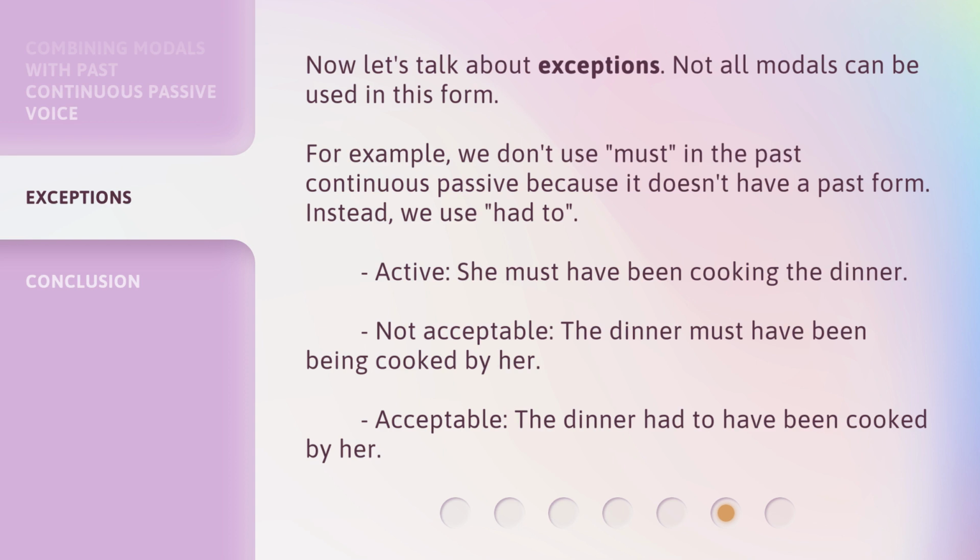Active, she must have been cooking the dinner. Not acceptable, the dinner must have been being cooked by her. Acceptable, the dinner had to have been cooked by her.